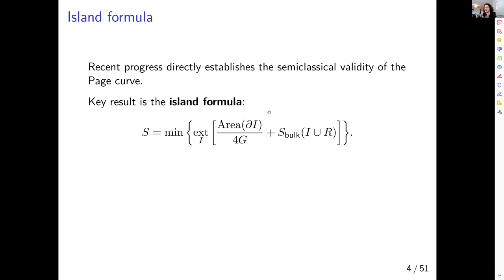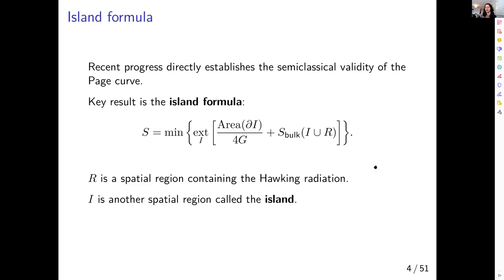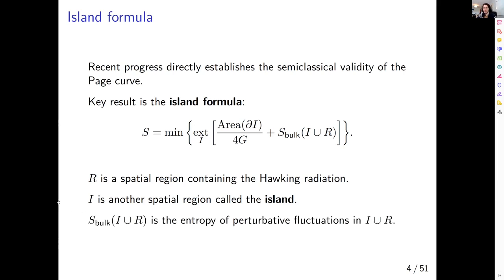So in this formula, there are some objects that appear. So capital R is a fixed region in space which contains the Hawking radiation, and I is another spatial region which is called the island. And we're supposed to compute a set of extrema of a certain functional with respect to choices of the island, and then the entropy is given by the minimum in that set. And the functional is the area of the boundary of the island over 4G plus another term, which is a so-called bulk entropy of the combined region R union I. And roughly speaking, the bulk entropy is the entropy of perturbative fluctuations of fields on top of the fixed background geometry.